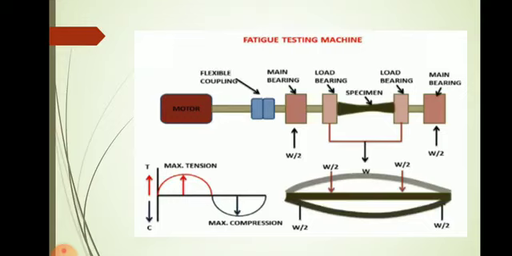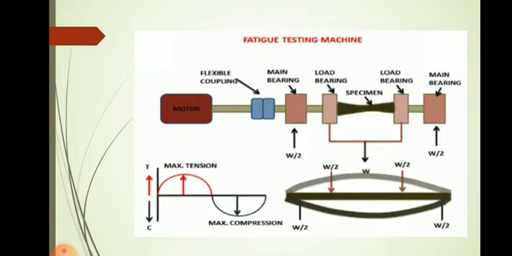Due to rotation of the shaft, that W by 2 load will act on the shaft just like a cyclic load. That means the shaft will be moving in the upward direction as well as in the downward direction, as shown in the corner figure. Whenever the shaft is moving in the upward direction, the downward surface of the shaft will be under compression and the upward surface will be under tension. Whenever the shaft is moving in the downward direction, the downward surface will be under tension and the upward surface will be under compression.